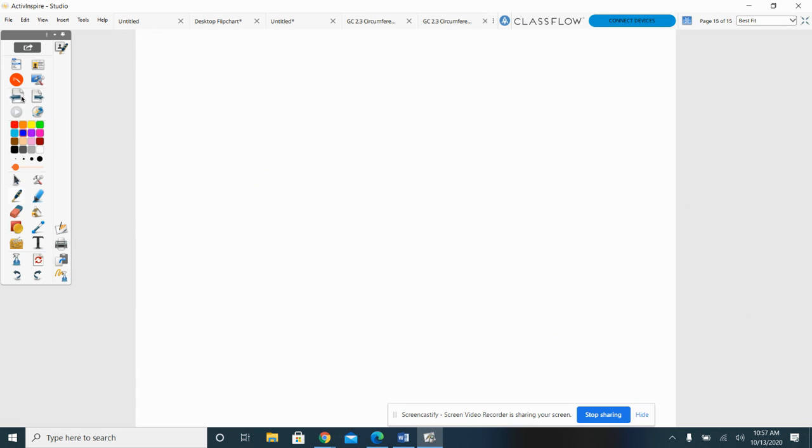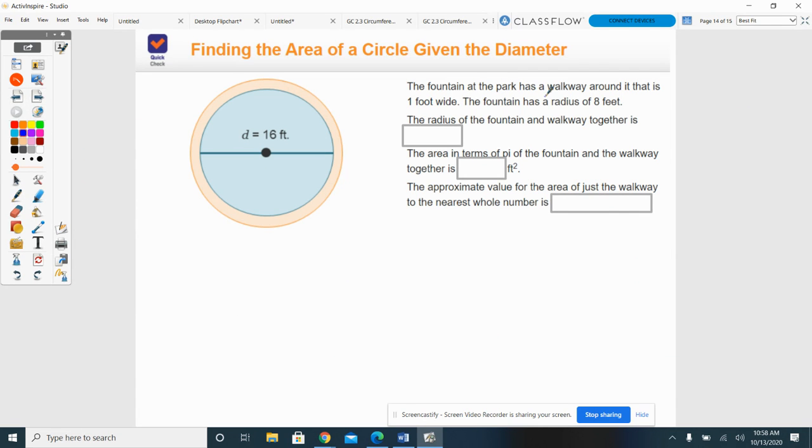Okay, one more donut problem it looks like, and we'll be done. The fountain at the water park has a walkway around it, and this walkway is only 1 foot. What is the radius of the fountain and the walkway together? Well, the radius of the fountain would just be half of 16, which is 8. When you take that walkway with it, which is 1 more, that's going to be 9. So the area in terms of pi of the whole thing will be pi times 9 squared. Since they want pi in our answer, we'll just take 9 times 9 and get 81 pi for this.